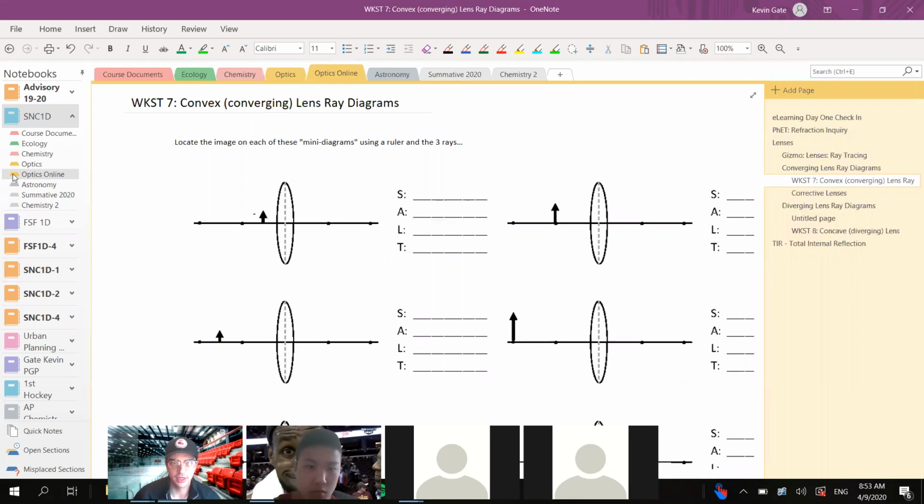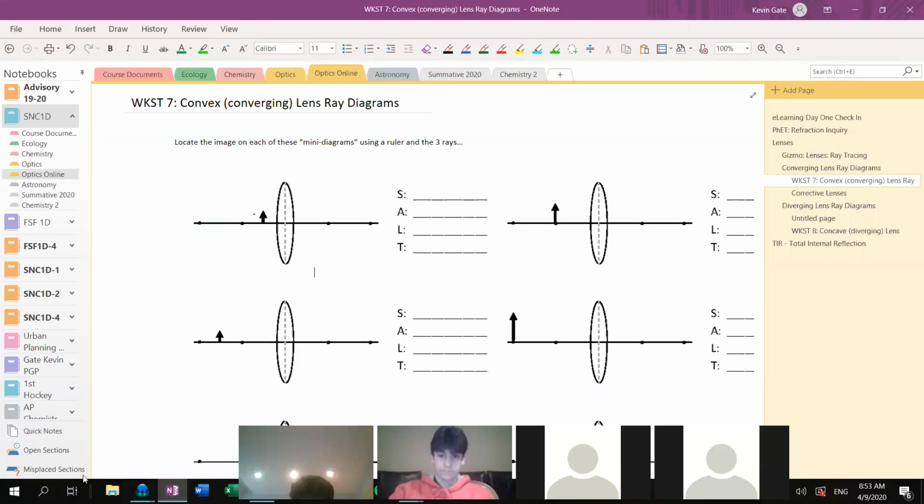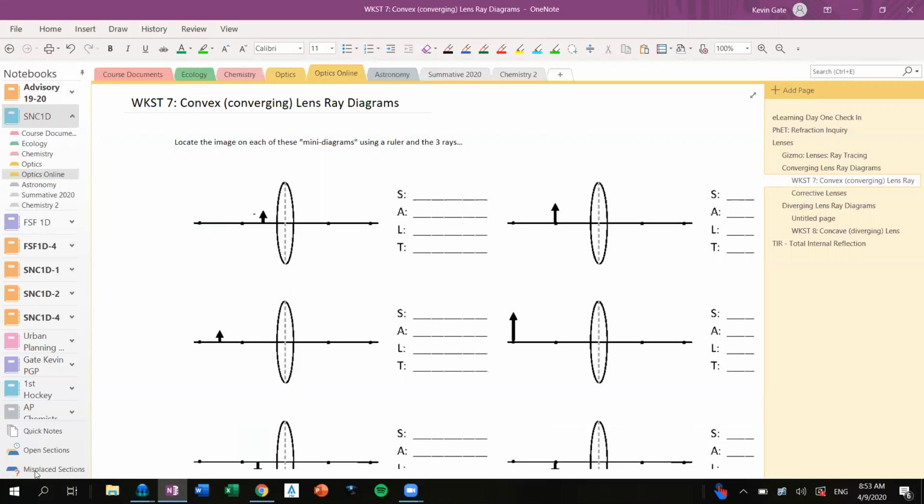Labeling. Okay, so what do I need to be able to label for a lens diagram? The principal axis and all the different rays and the image. Yeah, the principal axis and the different rays. Okay, Charlie, anything else you can think of that we need to label?